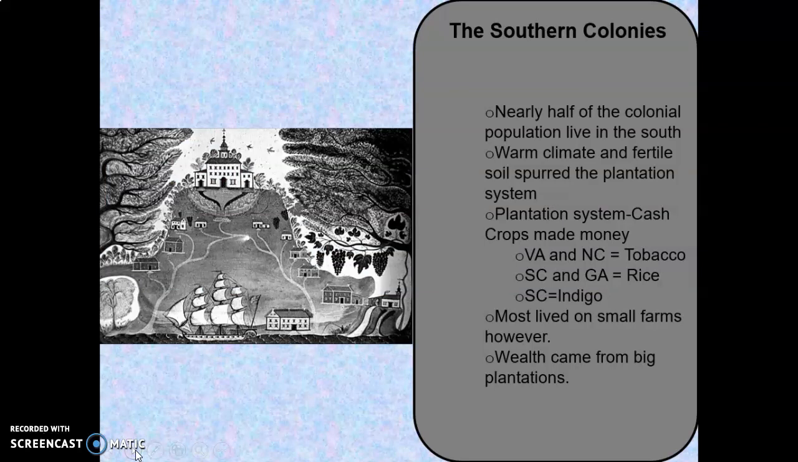Southern colonies make up nearly half of the colonial population. As you see, the warm climate and fertile soil spurred the plantation system. What is the plantation system? It's basically these huge farms, and they produce cash crops. And as you see here, in Virginia and North Carolina, tobacco was big. South Carolina and Georgia was rice. And South Carolina also grew indigo. Not to totally leave out North Carolina from rice, we grew rice in North Carolina as well.